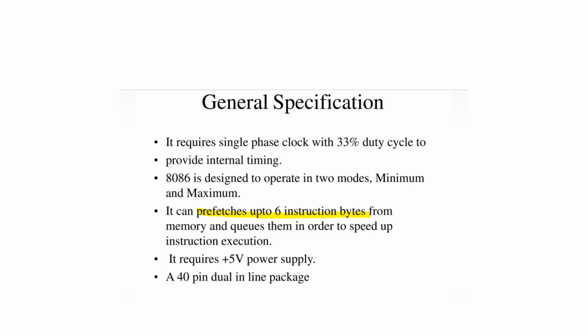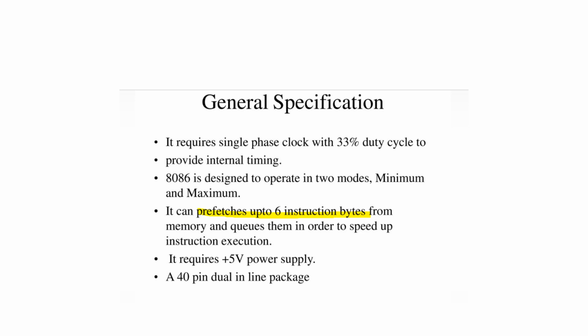Six instruction bytes means that when it is executing the first instruction, it can prefetch the next 6 instructions, doing opcode fetching and decoding, the conversion of assembly language into machine language. All those things it can do for up to 6 instruction bytes, not only the next instruction, while executing the first instruction. So it is a time reduction process.